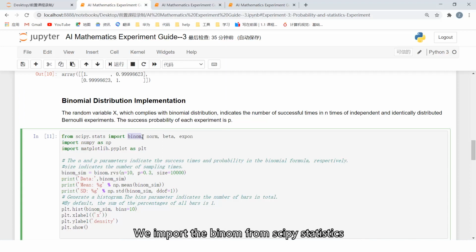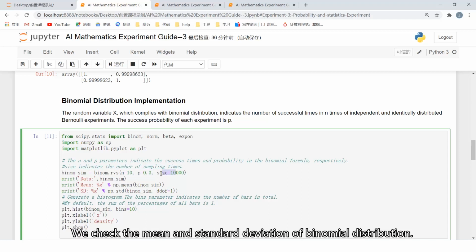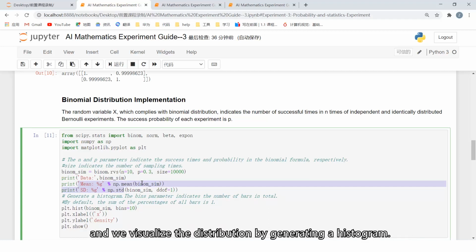We import binom from SciPy stats and we use this function to build the binomial distribution. The n and p parameters indicate the number of trials and the success probability in the binomial formula, respectively. Size indicates the number of sampling times. We check the mean and standard deviation of the binomial distribution.